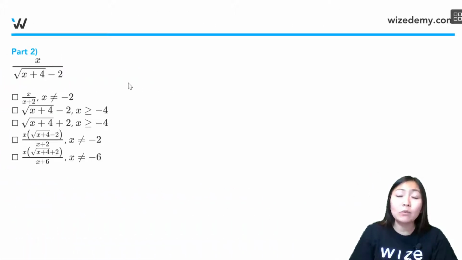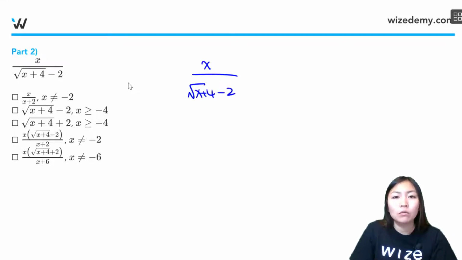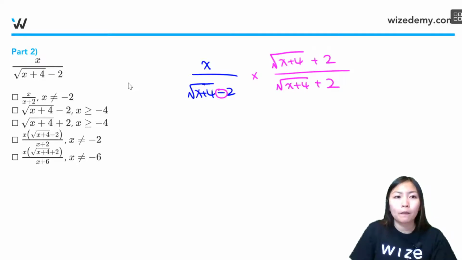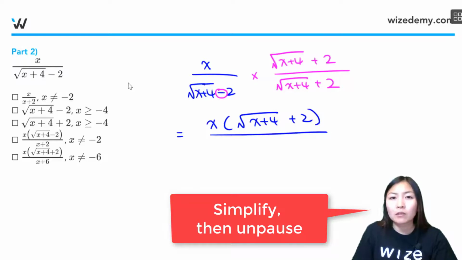Okay, part 2. Again, we see a square root in the denominator. So let's have x over root of x plus 4 minus 2. And this time we are going to multiply by the square root of x plus 4, flip the sign, plus 2, divided by the square root of x plus 4 plus 2. Okay? So again, in the numerator, don't try to expand things out. Just keep it as x times the square root of x plus 4 plus 2. And then in the denominator, I'm going to pause the video, write down what it is, and if you can, continue to simplify.